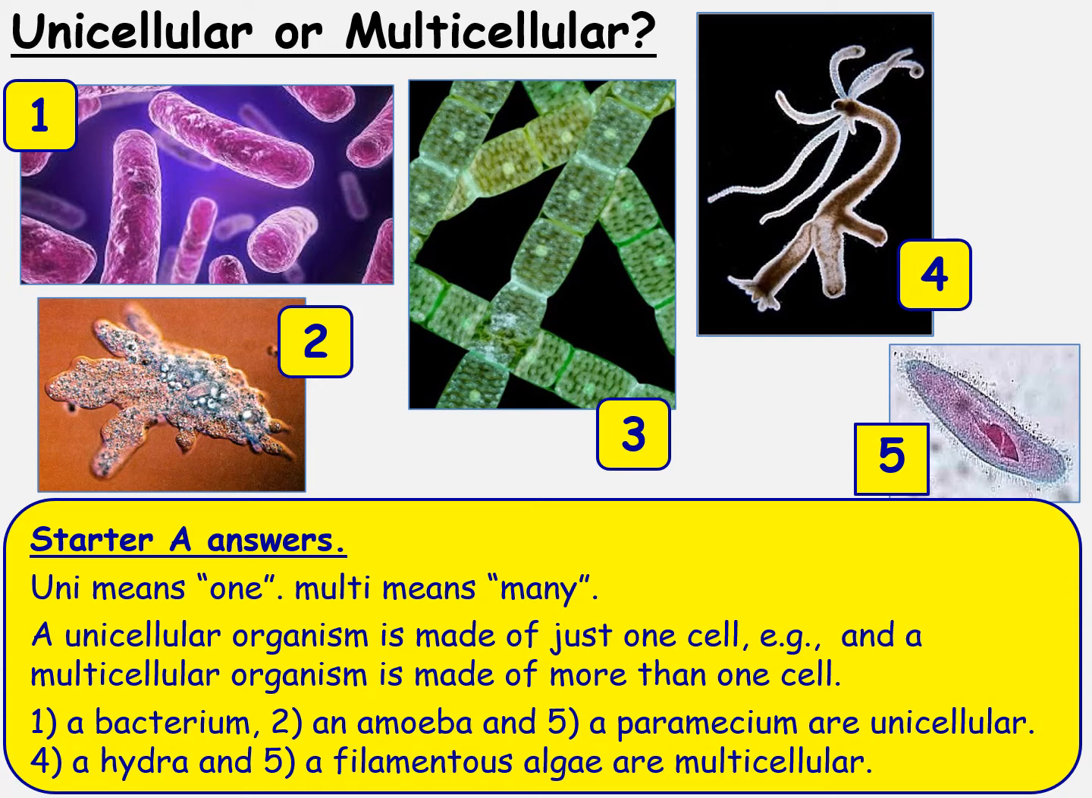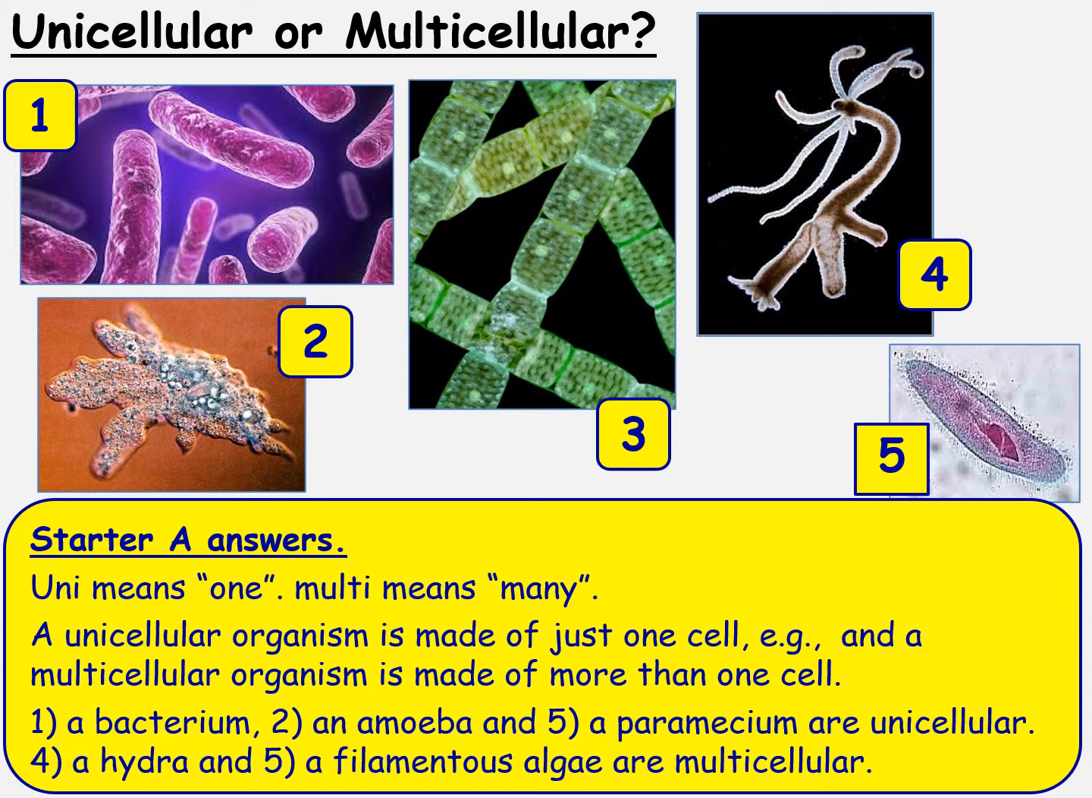Okay, so we have a quick look at what these 5 living things are. Some of them you might recognize. So number 1 is a simple bacterium. Number 2 is an amoeba. Number 3 is a type of filamentous algae. Number 4 is a type of polyp called a hydra, closely related to coral. And then number 5 is a paramecium.